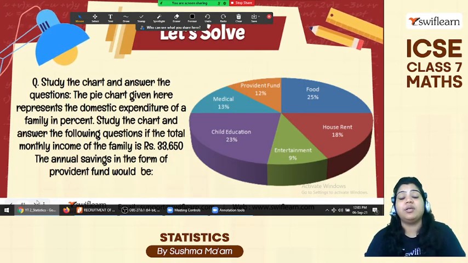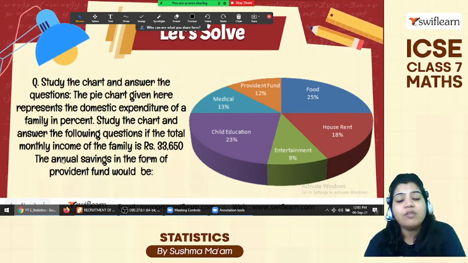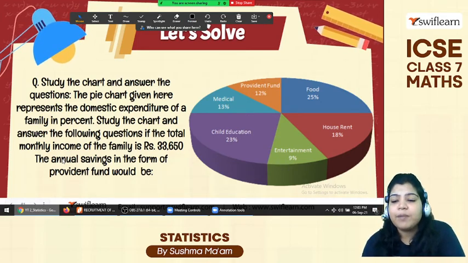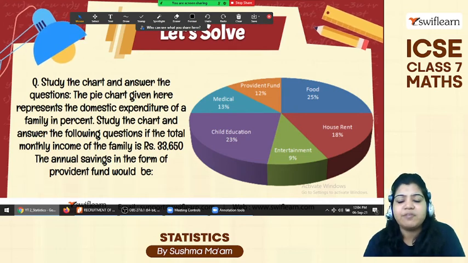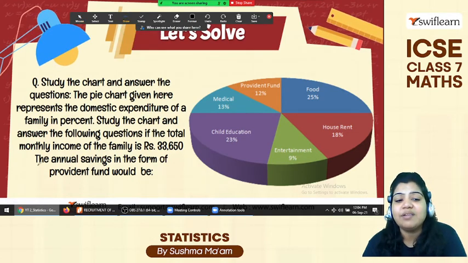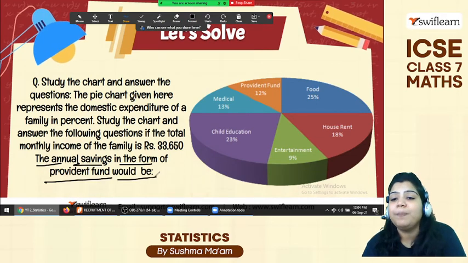The pie chart given here represents the domestic expenditure of a family in percent. Okay, so this time it's not in degrees, this time it's a percentage. And we know that the total is 100%. Correct? 100%. So study the chart and answer the following question. If the total monthly income of the family is 33,650, the question is, the annual saving in the form of provident fund would be.